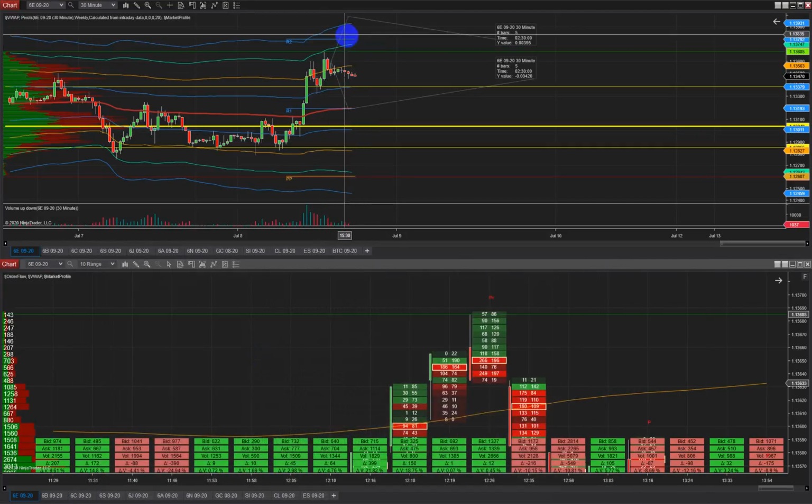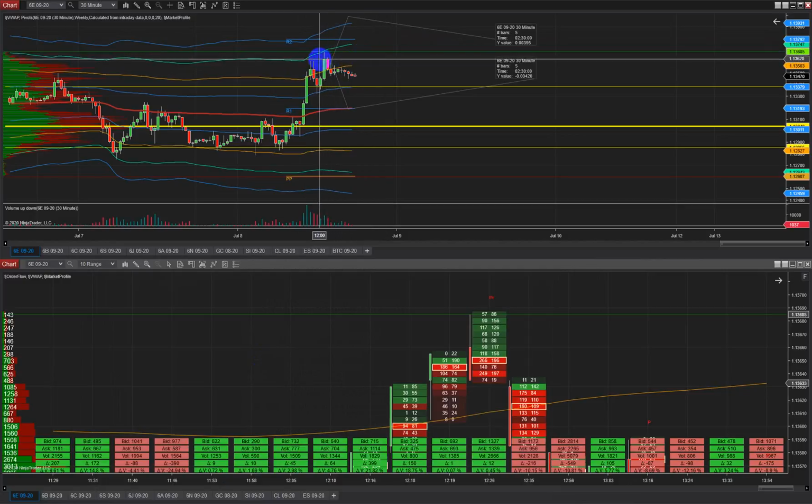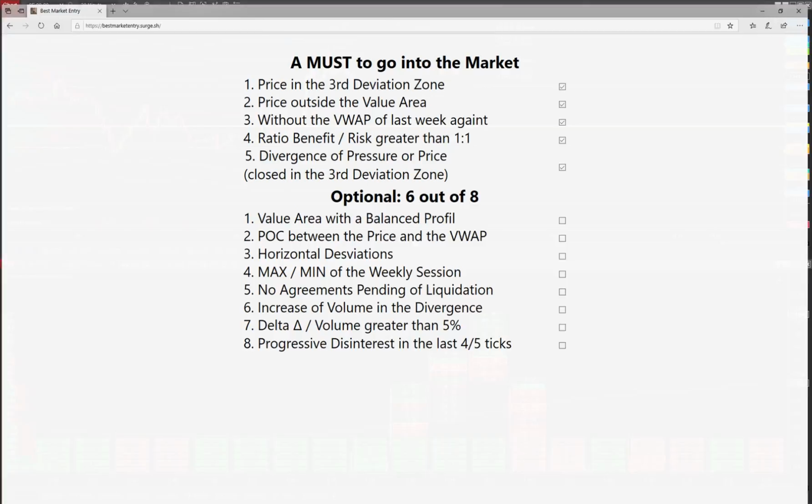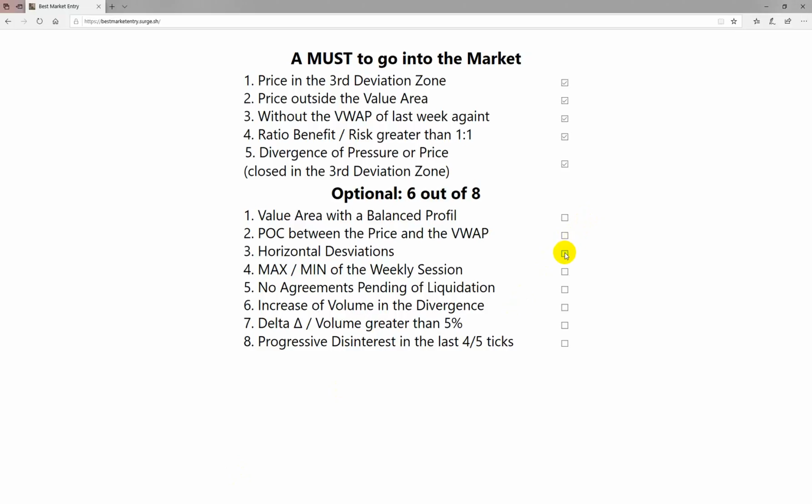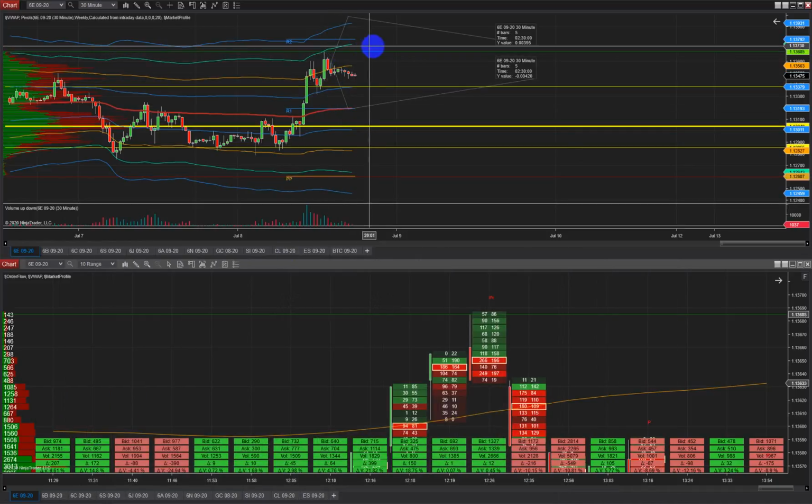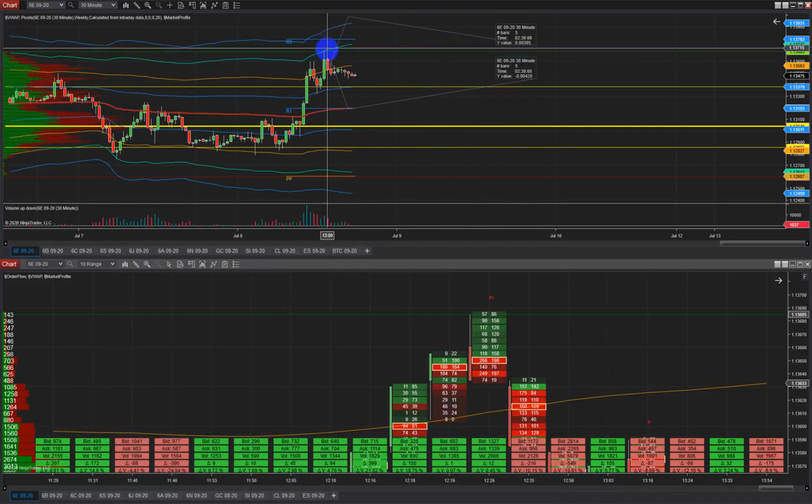Horizontal deviations, the deviations were pretty horizontal. Yeah, that has nothing to do with diagonal or vertical. They were pretty horizontal, so we can click that one as good. It was the max and the min of the week. As we can see, this green line here is telling me that there was the peak of this week. So yeah, that was a good go.